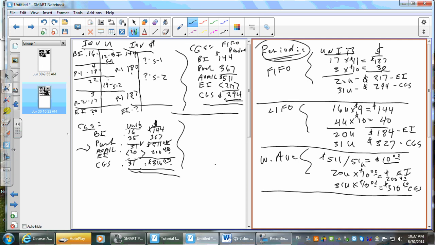What I'd do if I were doing this quiz is I'd just say, now, for perpetual FIFO, perpetual FIFO, same as periodic. And what I'd do is I'd write down ending inventory is 217 and cost of goods sold is 294, and I'd go on with my life. Fast. But if you want, you can go through the analysis. Let's take a look at this.